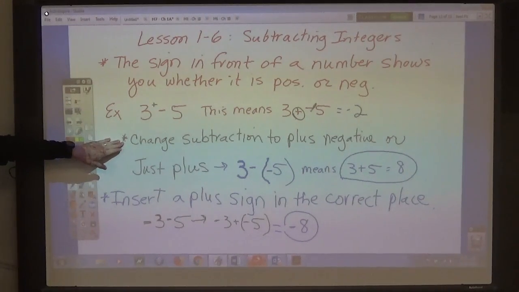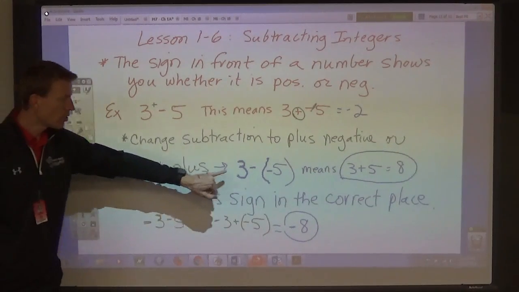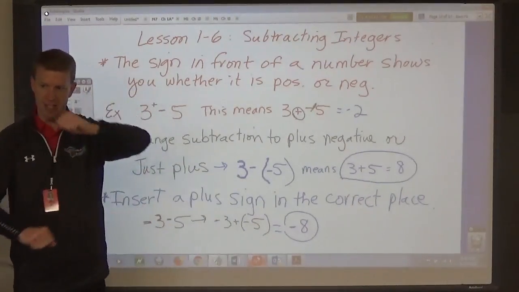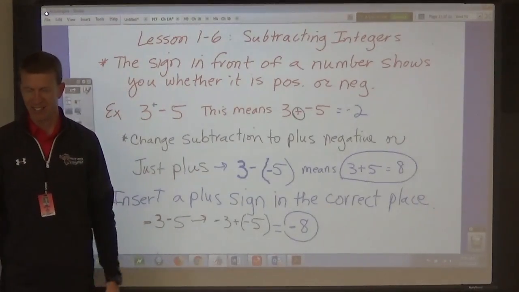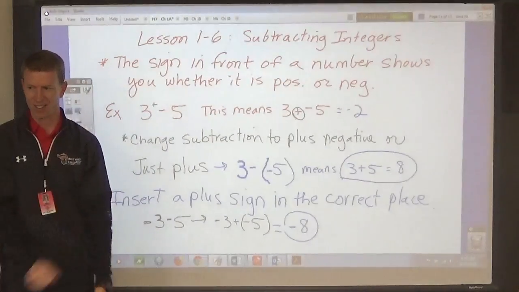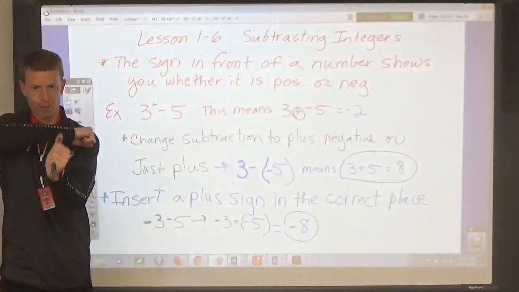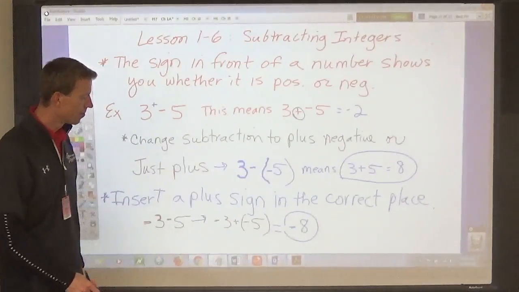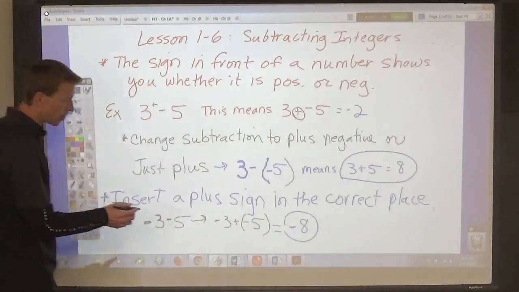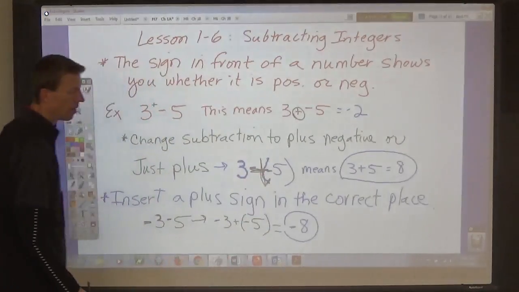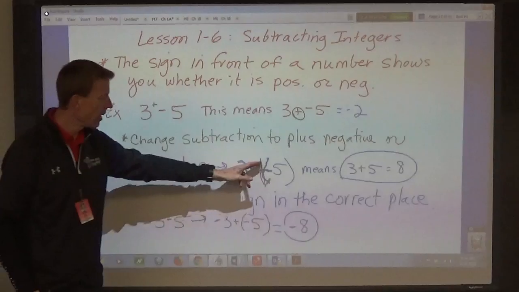Anytime you have subtraction, you change it to plus negative, or there's times when you change it to just addition, just plus. When you have a minus minus, it equals plus. Minus minus equals plus. This is multiply, this is plus. Yep. The minus signs cancel each other out. So when I'm doing these problems, I just change this to a big plus sign. Connect the two minus signs, and then make it just plus.